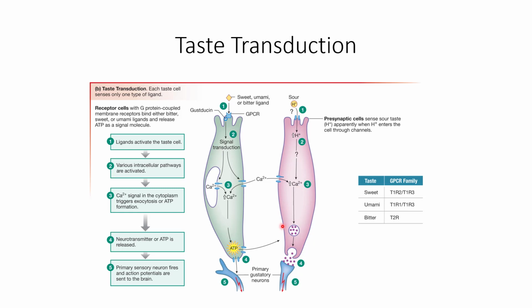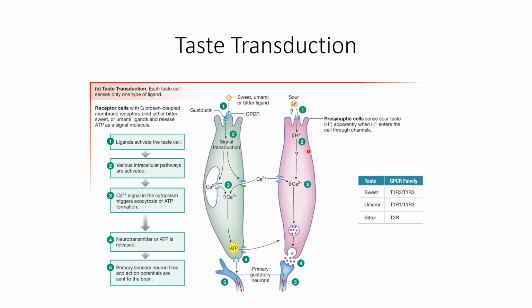Now, in the case of type 3, this is associated with sour. Sour doesn't bind a ligand. Instead, it's the hydrogen ions associated with that acidic food that we're eating. So the increase in hydrogen, the change in pH, will be able to pass through hydrogen channels.